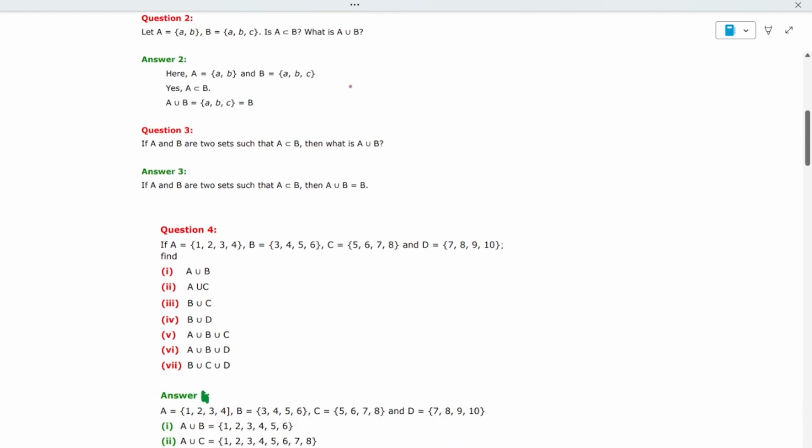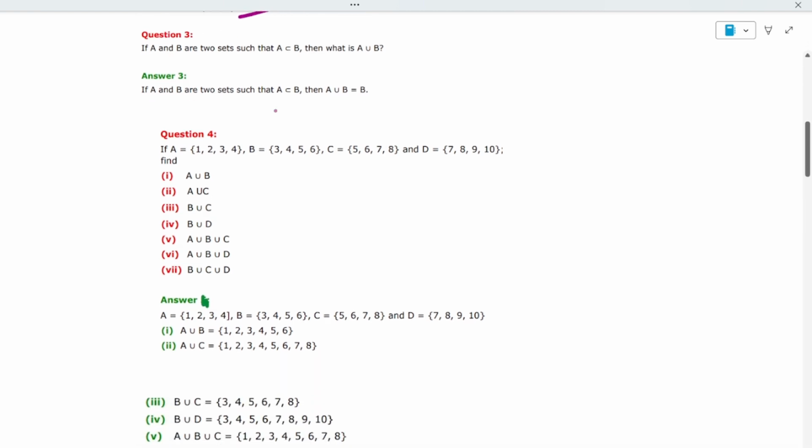Now let's see the second question. They have asked, is A a subset of B, and what is A union B? A is equal to {A, B}, B is equal to {A, B, C}. Yes, AB is present in B, so it is a subset, correct. If you find A union B, A is here, B is here, C is here. So this is the union, and that is equal to B, right? {A, B, C} is set B, and we got A union B also as {A, B, C}, so you can write A union B is equal to B.